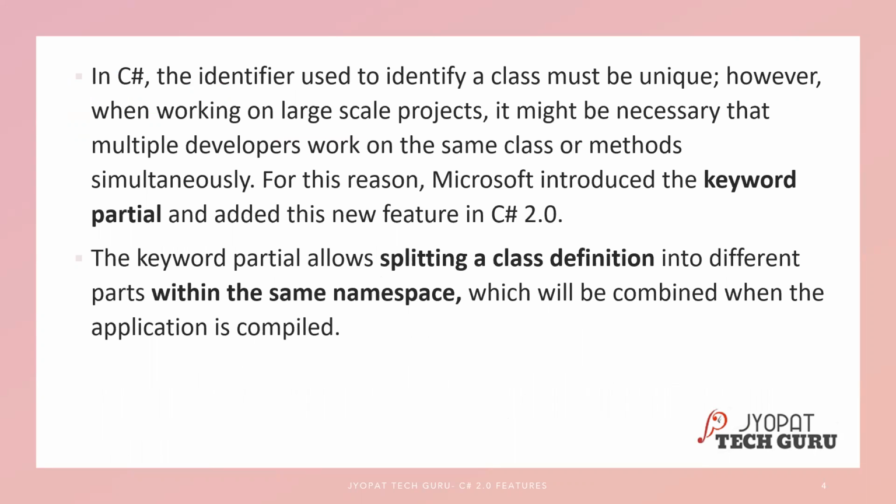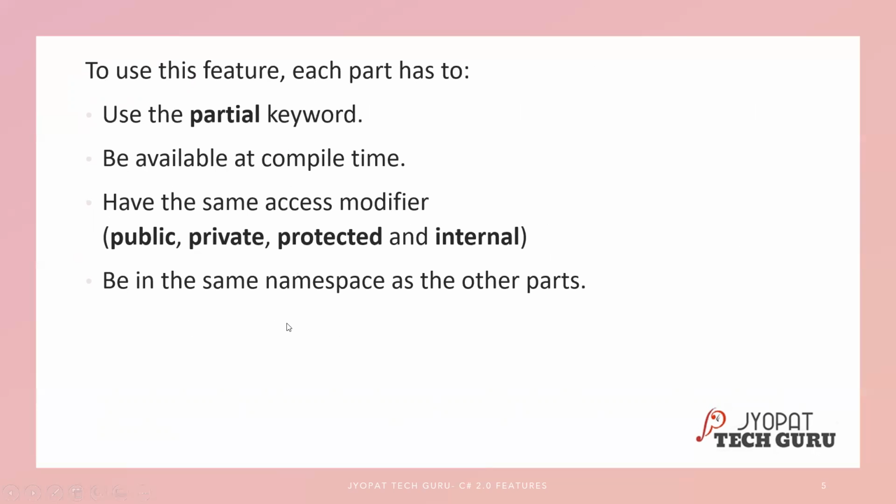So in C Sharp, the identifier used to identify a class must be unique. However, when working on large scale projects, it might be necessary that multiple developers work on the same class or method simultaneously. Because of that, they have introduced the keyword called partial that we can attach to the class. To use this feature, you have to add the partial keyword, be available at compile time, have the same access modifier, public, private, protected, or internal, and be in the same namespace as the other parts.